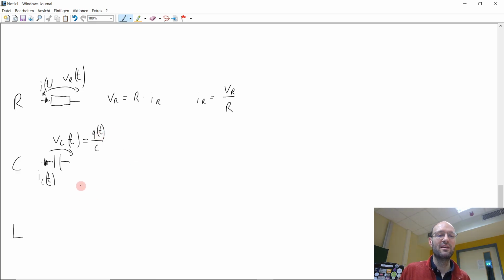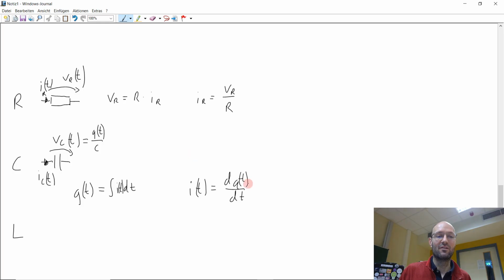So in the more general case, Q of t is not current times time, it's current integrated over time. And if we take the opposite of this formula, how can we get the current? Of course, the current also depends on time. So how can we get current from charge? It's a derivative, exactly. So if the charge changes over time, then we get a current.